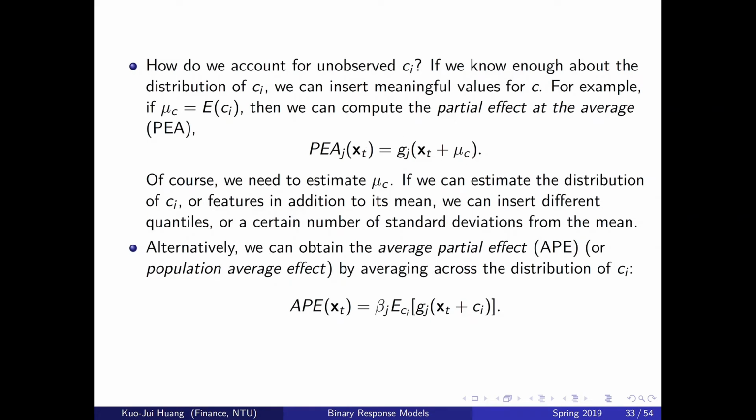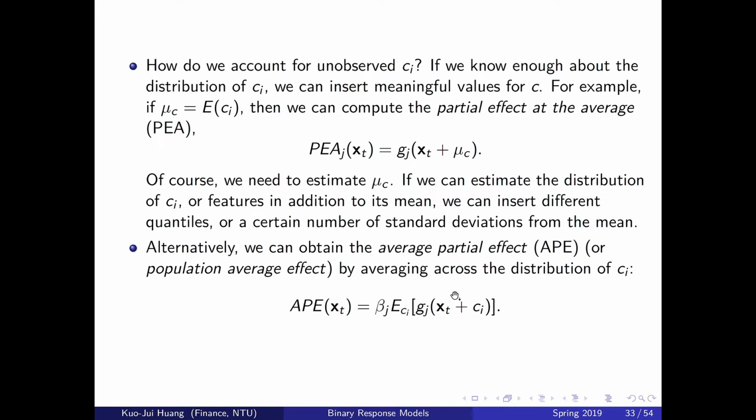So how do we account for unobservable C? If we know enough about the distribution of Ci, then we can insert meaningful values for C. For example, if we know the mean value of Ci is equal to mu C, then we can plug this term into the PEA function like this. And also, we can obtain the APE by averaging across the distribution of Ci, like this.